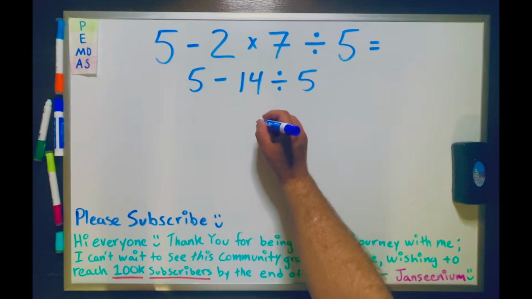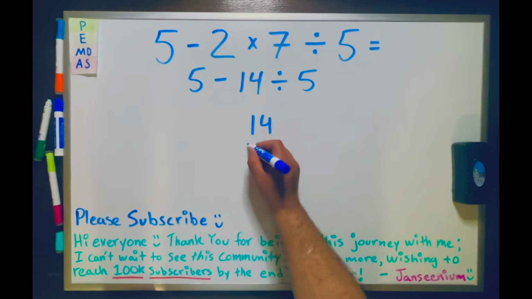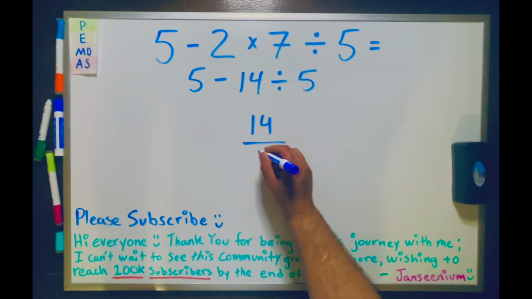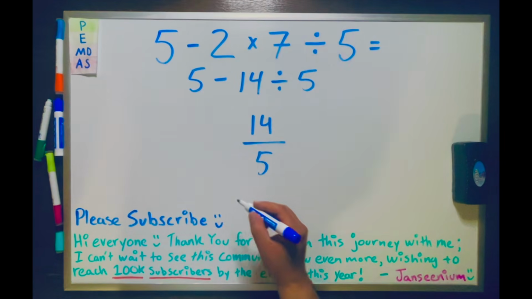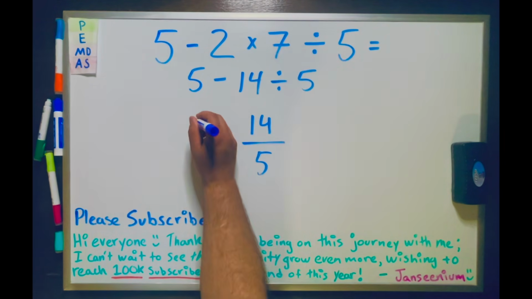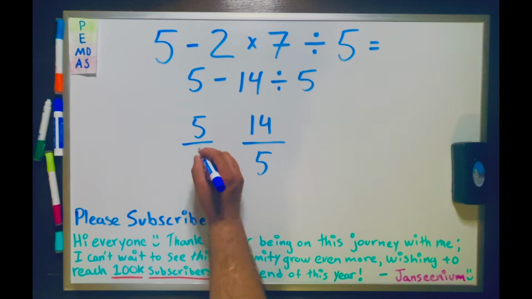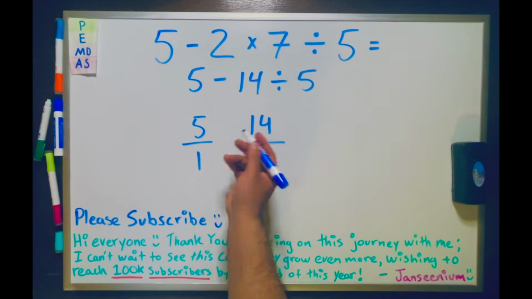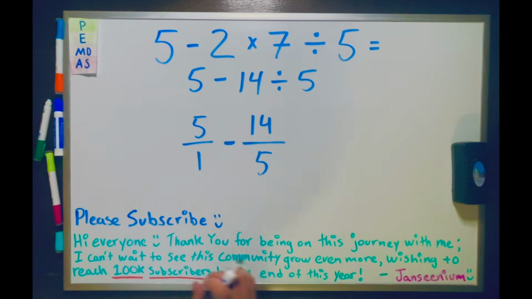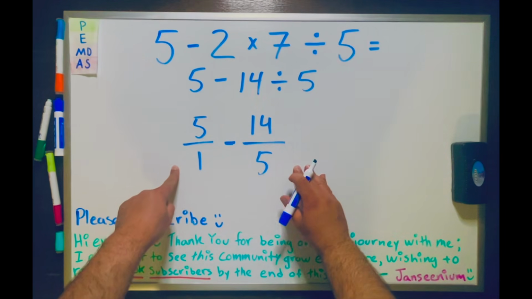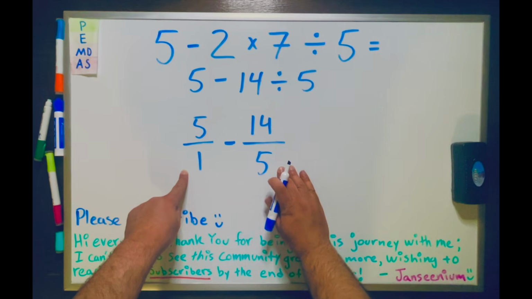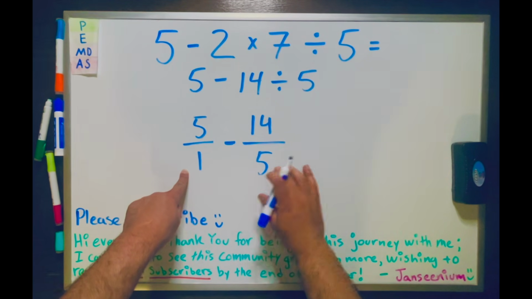I don't know. So I am going to write it in a fraction form to make the math fun and easy. 14 over 5. And let's bring the 5 down, but in a fraction form to make the math fun and easy. So 5 over 1 equals 5, does not change the 5, minus 14 over 5. Notice that we are subtracting two fractions, but the denominators are different. So we're going to use the butterfly method for this.